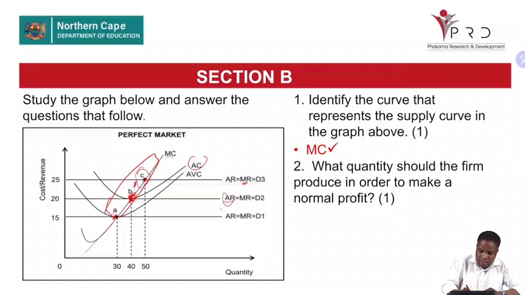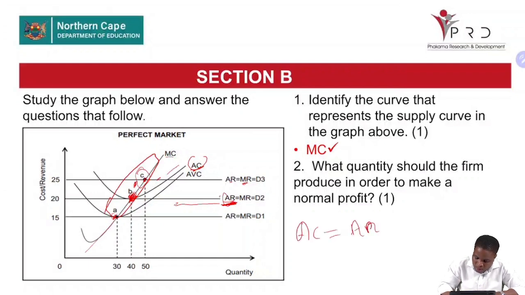This one, let's look at this, grade 12. Look at this AR, right? The AR and this AC. When you follow the direction from here going there and the direction from here going there, you see they meet each other here at B. It becomes a normal profit. What is a normal profit? Where AC is equal to AR, it's a normal profit.